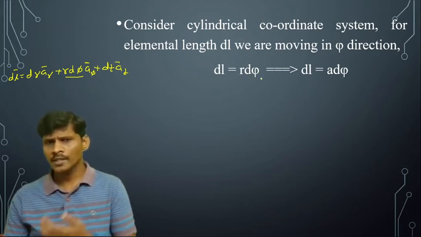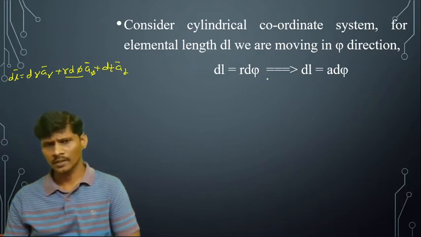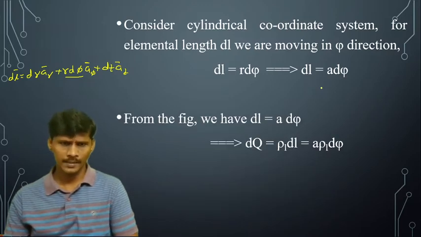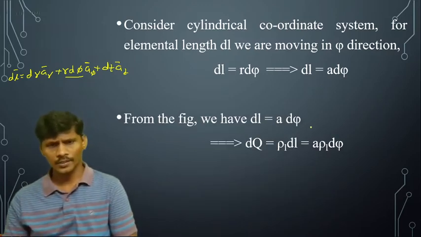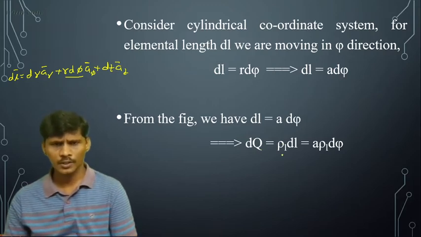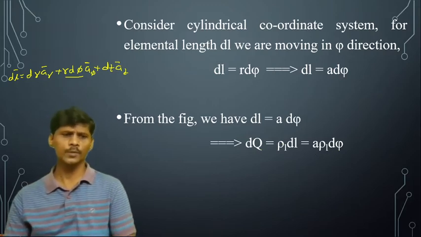Now what is the radius of the circular ring? Small a, so r is equal to a. Therefore dl is equal to a into d phi. So from the figure we have dl equal to a d phi. The differential charge dq is equal to rho L into a d phi.